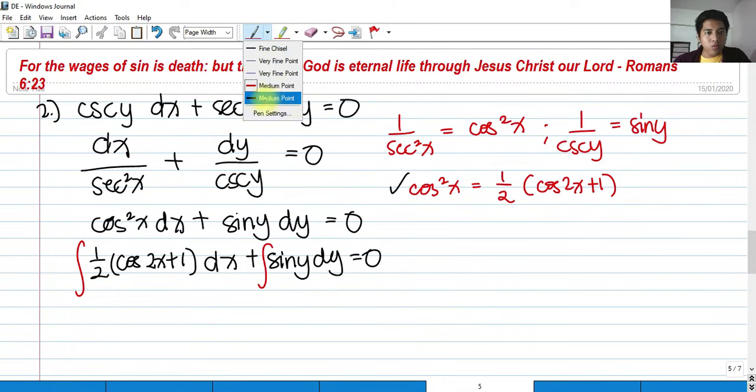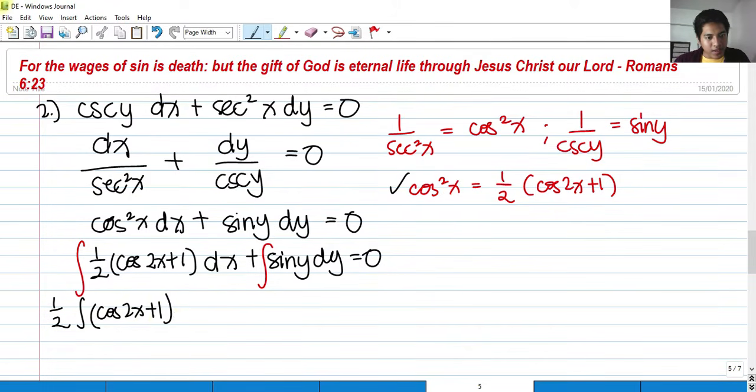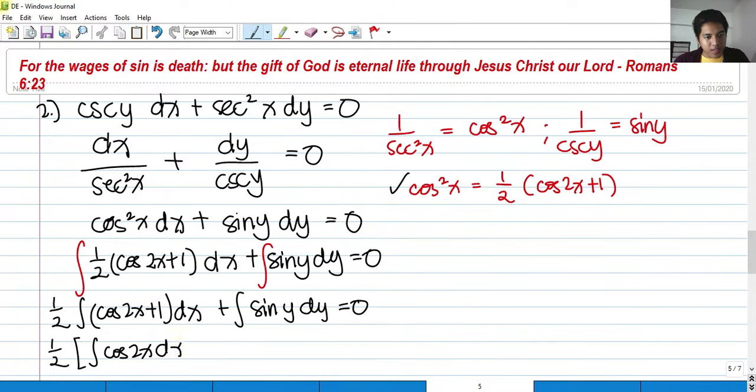We know that this is a constant. We can factor it out. 1/2 times the quantity cosine of 2x plus 1 dx plus, we know the integral of this, let me just copy, sine of y dy is equal to 0. And furthermore, we can actually distribute the integral sign such that this is a sum. So we have the integral of cosine of 2x dx plus the integral of dx, still the same, plus the integral of sine of y dy is equal to 0.